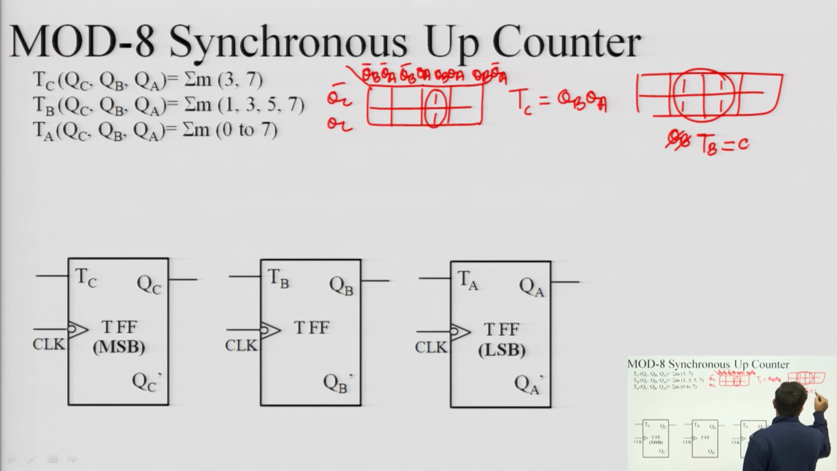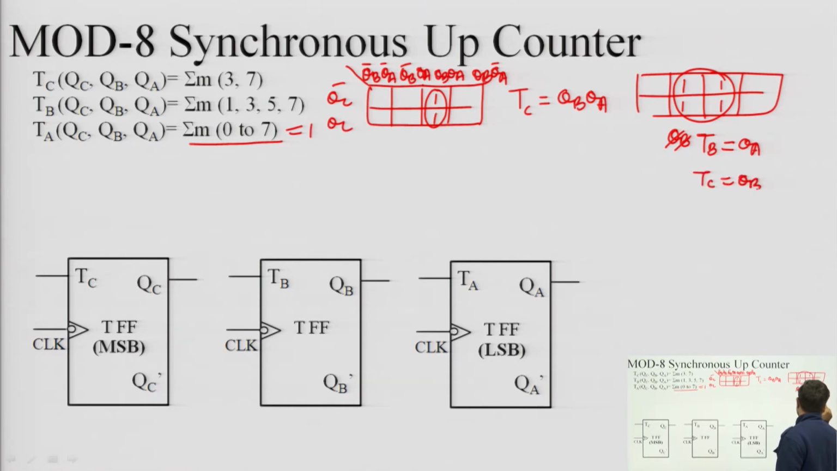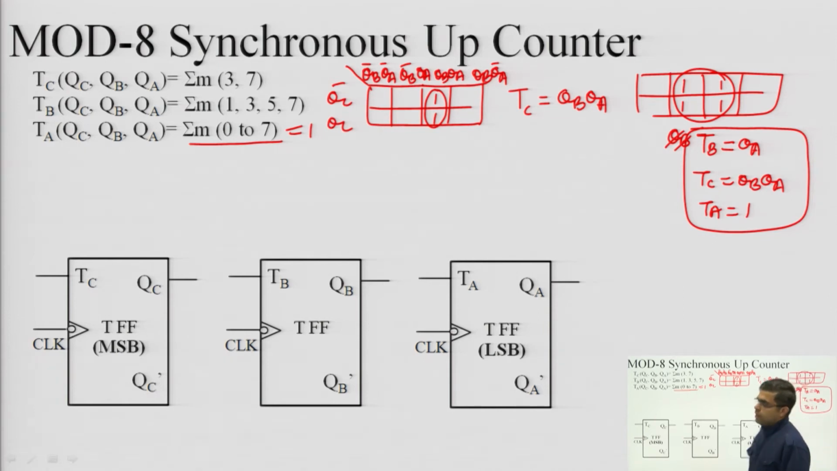TB is equal to QA, and TA is 0 to 7, that means all high entries in a 3 variable K map, which corresponds to TA is equal to 1. So, these are the connections: TB is equal to QA, TC is equal to QB QA, and TA is equal to 1. Using these connections we can design a synchronous up counter.